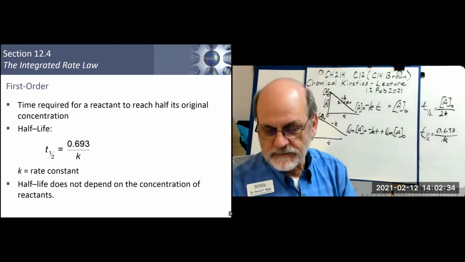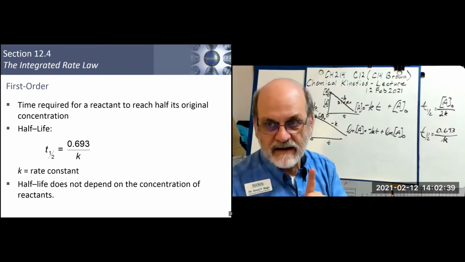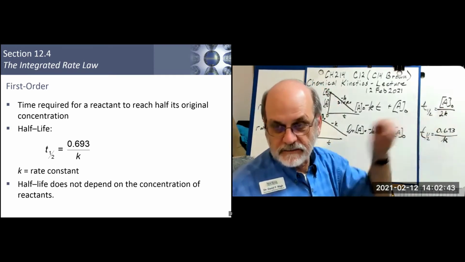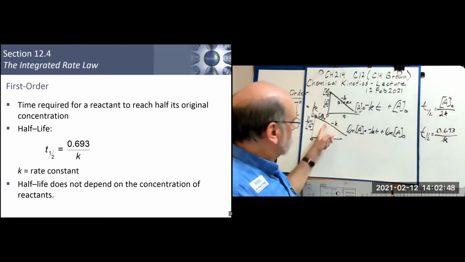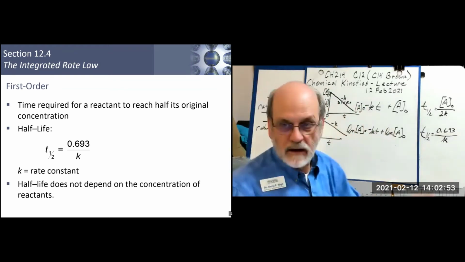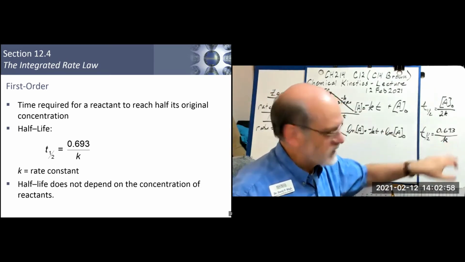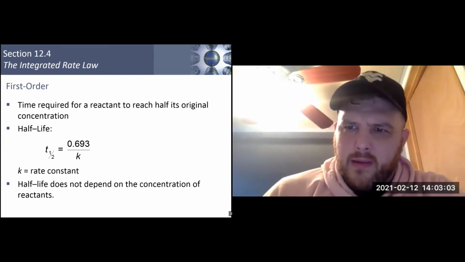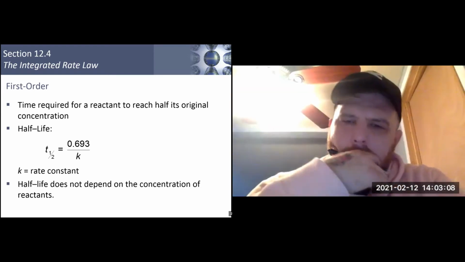Notice what's changed. The half-life of a first order reaction is dependent only upon the K value. It doesn't matter what the concentration is. The half-life is always going to be the same no matter where you look at it as your initial. You could start here, you could start there, it doesn't matter. The half-life will be constant because this is constant. That's just the way it is. So it's always 0.693 divided by K.